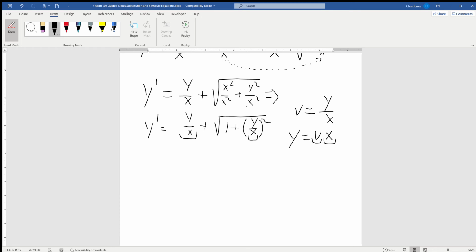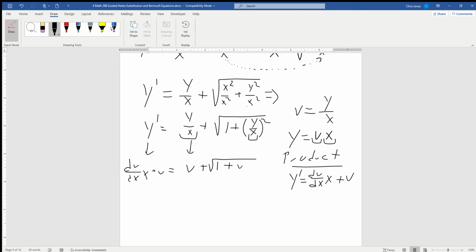So when we use our product rule, this is going to become y prime equals the derivative of v, dv dx, times x, and then the derivative of x is 1, so that's going to be plus v. And this is y prime. Right. So now we can substitute. By substitution, y prime becomes dv dx divided by x plus v. We said that y over x is v, plus the square root of 1 plus v squared.